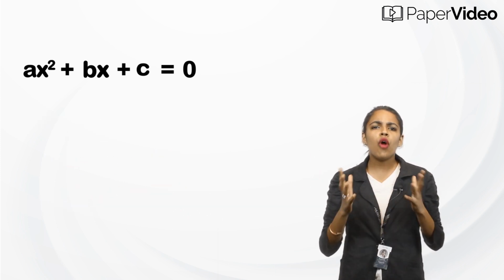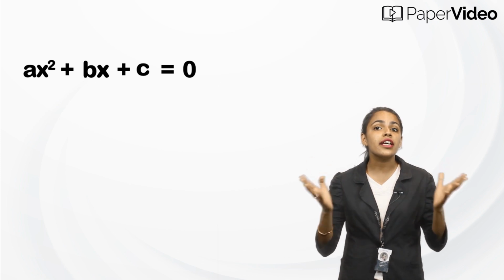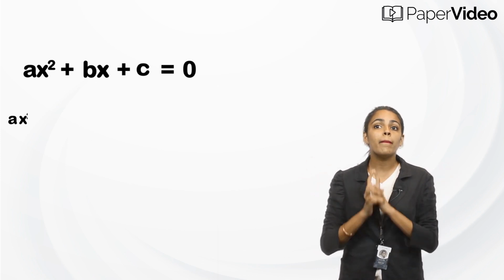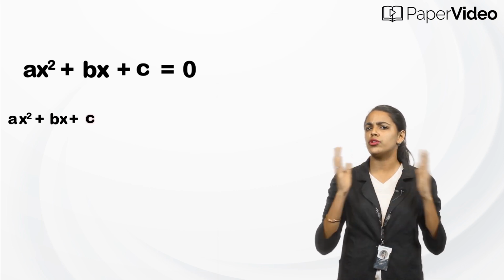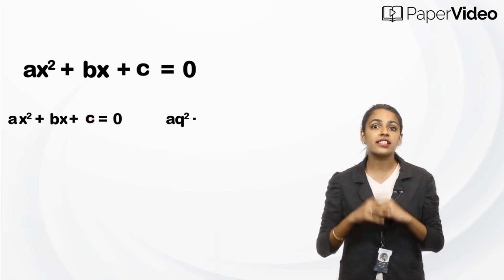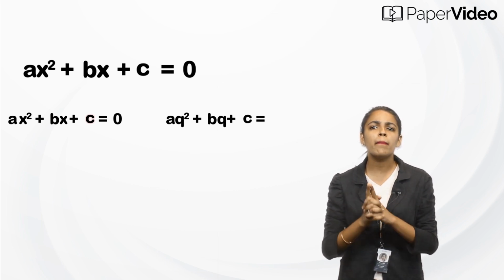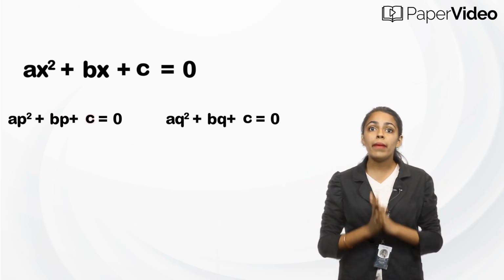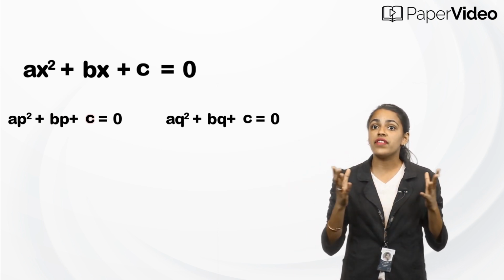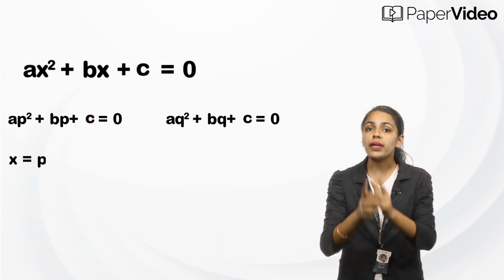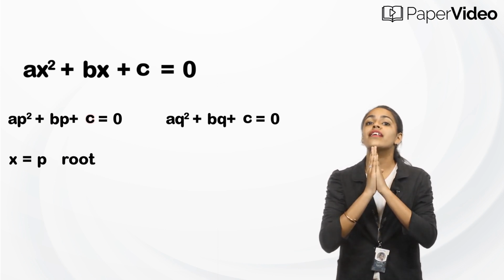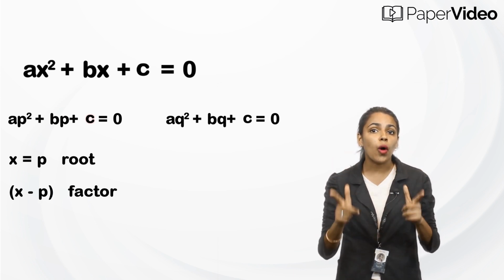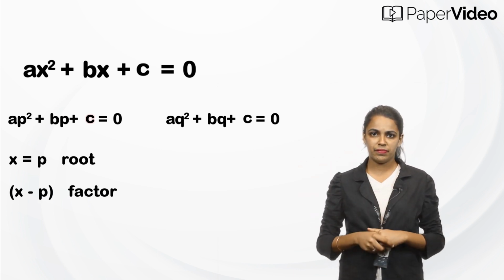Now, let's see what is a root of a quadratic equation. Consider a quadratic equation ax² + bx + c = 0. If we replace the variable x by a real number p such that the value of the quadratic equation becomes equal to 0, then we say that x = p is a root of the quadratic equation and x - p is a factor of the quadratic polynomial.